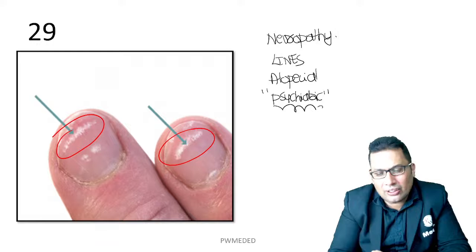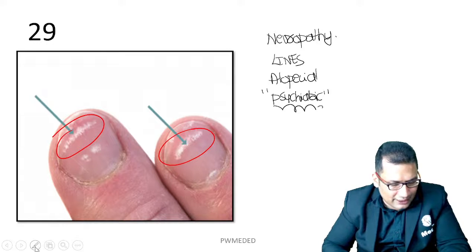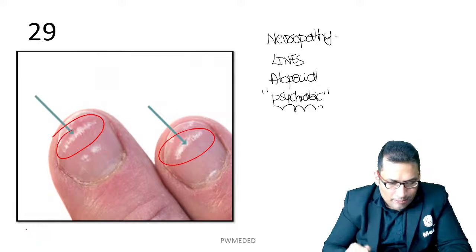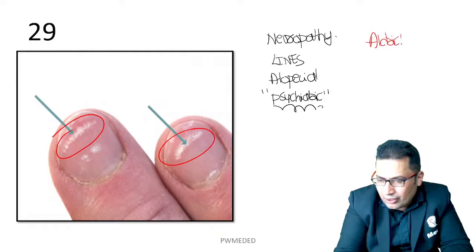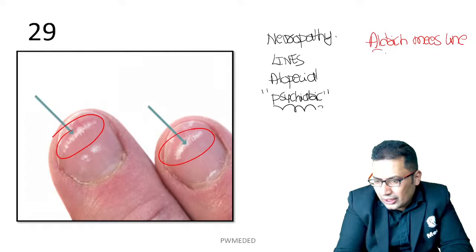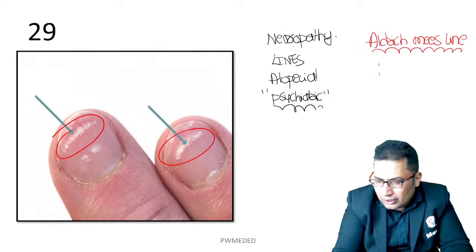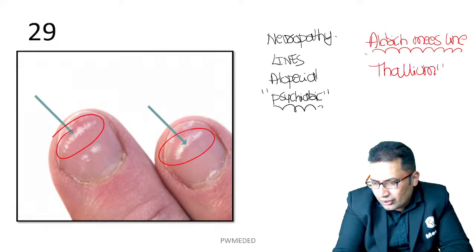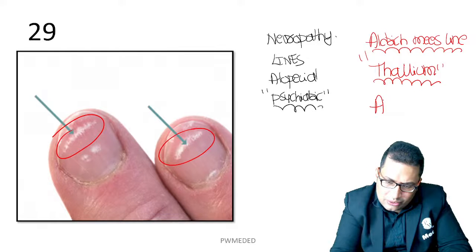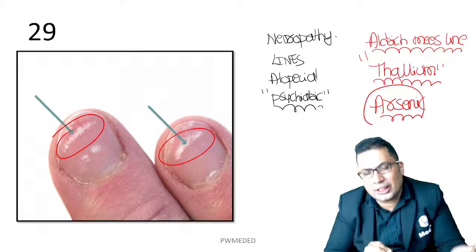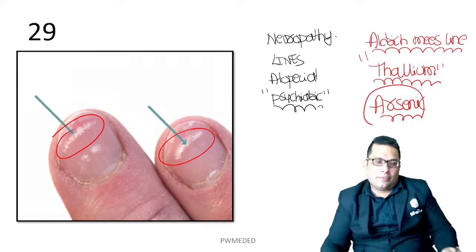The finding here is Aldrich-Mees line. Aldrich-Mees line, and the diagnosis is thallium poison. This is thallium poison, the correct answer. It can be arsenic also. It can be seen in arsenic poison also. It is a non-specific finding.